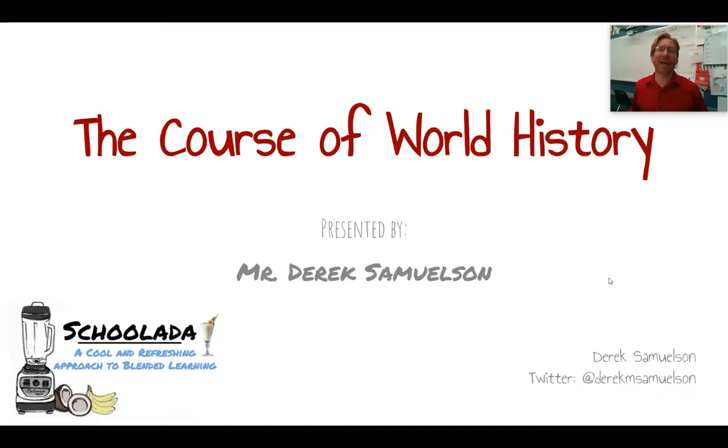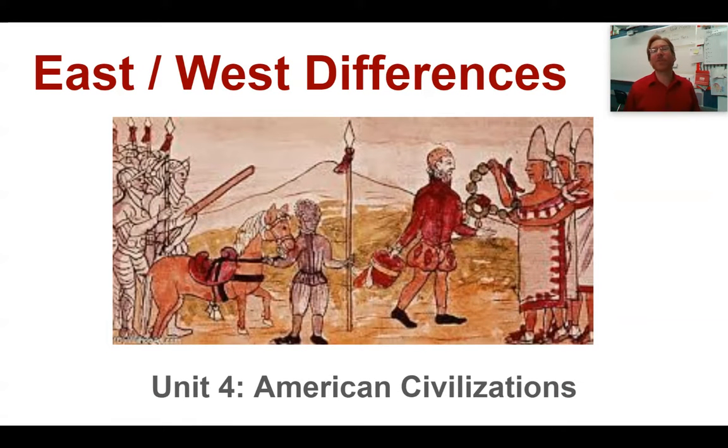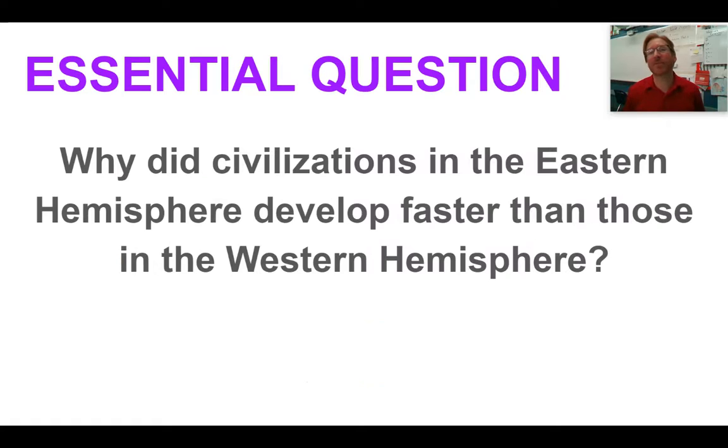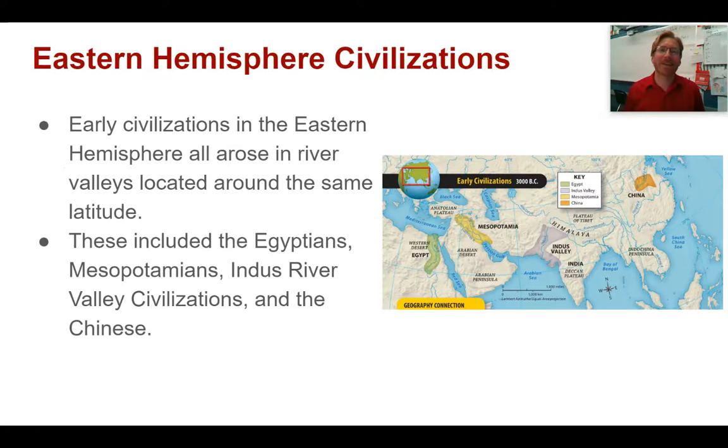Today we are looking at the differences between the Eastern and Western hemispheres to try to dig into the question of why the Eastern hemisphere developed so much faster than the Western hemisphere in terms of human civilization. So let's see. First of all, let's look at some of the differences.